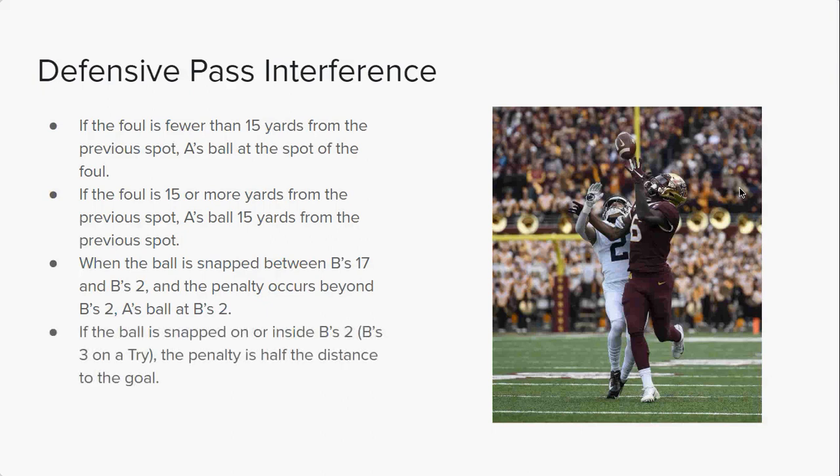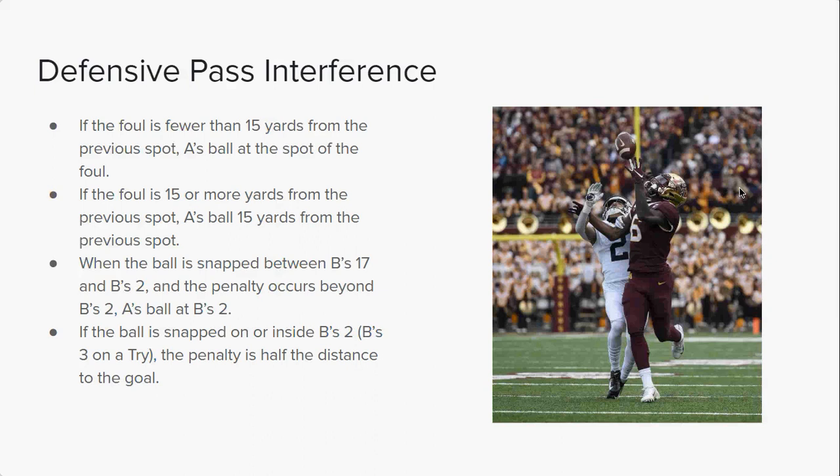If the ball is snapped on or inside B's 2, or on or inside B's 3 if it's a try down, the penalty is enforced half the distance to the goal. Some things to keep in mind here is that means that DPI, with that exception of the bottom bullet there, is almost never enforced half the distance to the goal. If there are 15 yards to be had and the foul is more than 15 yards downfield, we will take it. Some other things of note, when we talk about spot of the foul versus previous spot, we're also talking about lateral ball position.